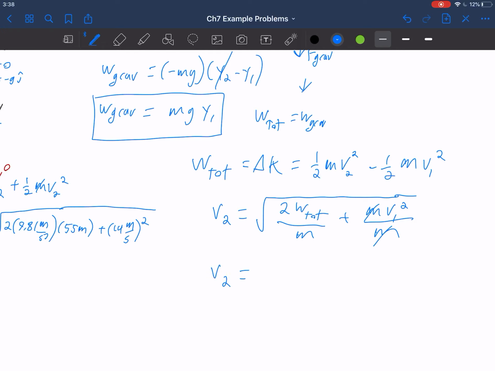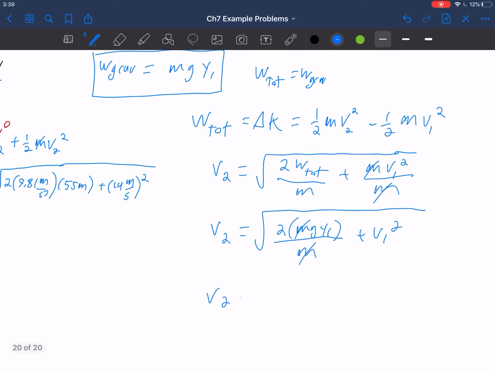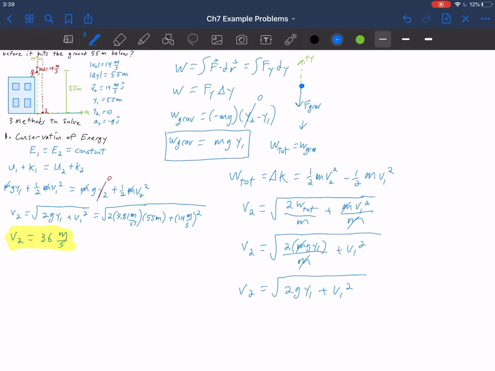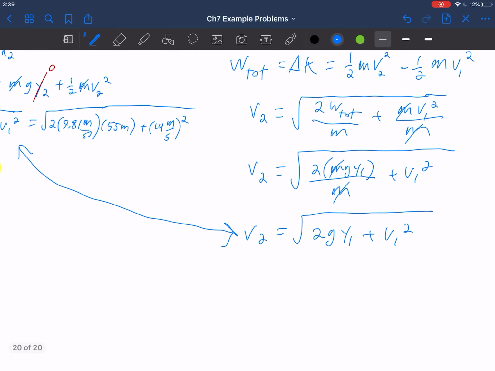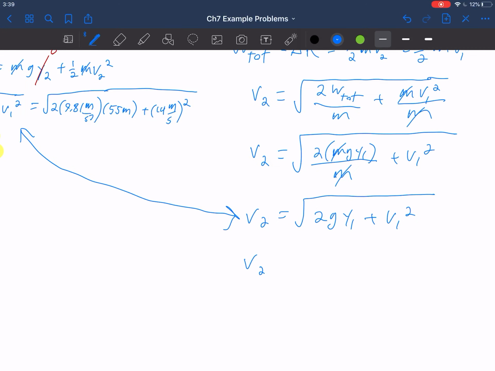So I plug that in. V2 is equal to the square root of 2 times mgy1 all divided by m plus v1 squared, and our mass cancels there. And so that's good because we don't know the mass of the ball. We're glad it's canceled. And we end up getting this formula, square root of 2gy1 plus v1 squared, which we know is exactly the same formula that we had found already using conservation of energy. So that's good. We can go ahead and plug in, and we find our velocity of the ball when it hits the ground is equal to 36 meters per second. Okay, we get the same answer. So that's really a good check.